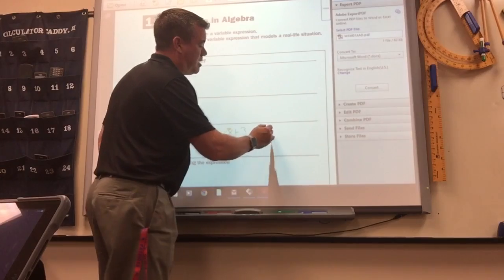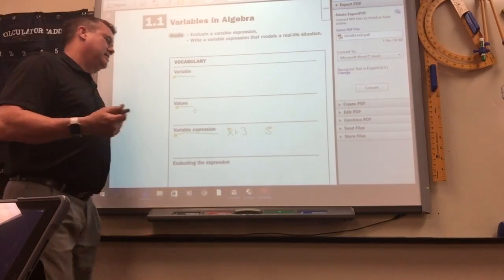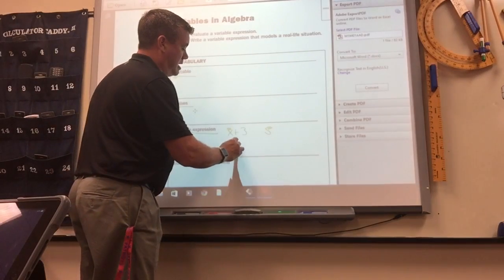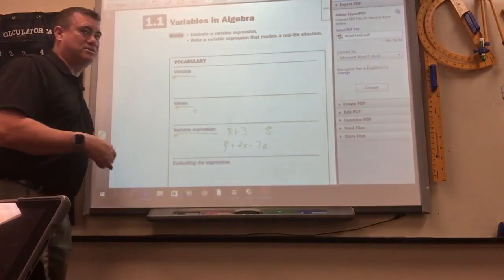Even just a plain old number is an expression because there is no equal sign in it. Y plus 2x minus 7z is an expression. There is no equal sign.